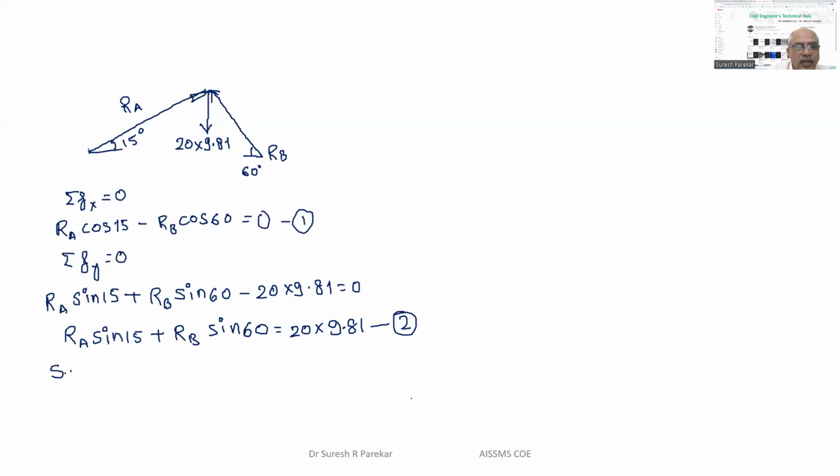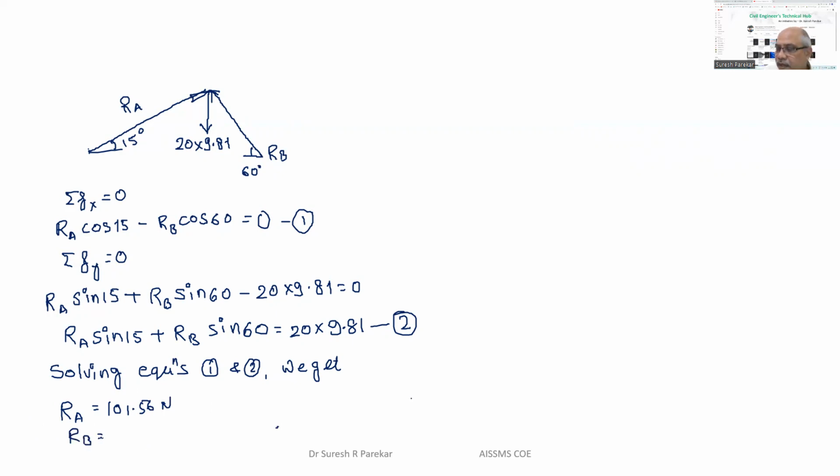So now we have to solve this. Solving equations 1 and 2, we get the value of RA as 101.56 Newton, and RB as 196.2 Newtons.